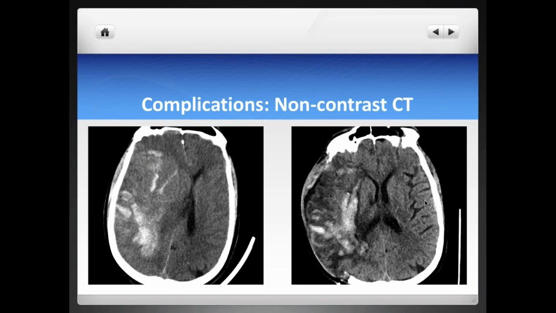Moving on from the ASPECT score to other things that mechanical thrombectomy plays an important role in, which is looking at hemorrhagic strokes.